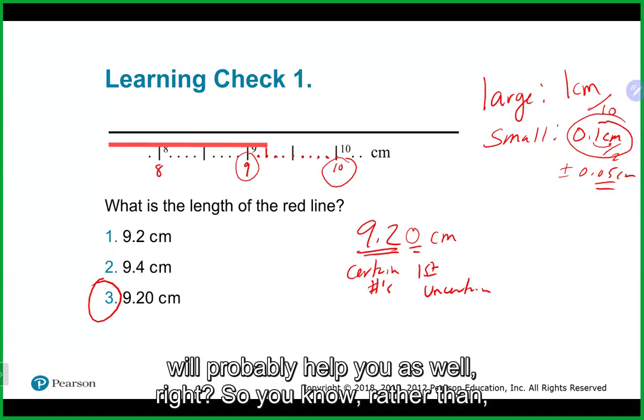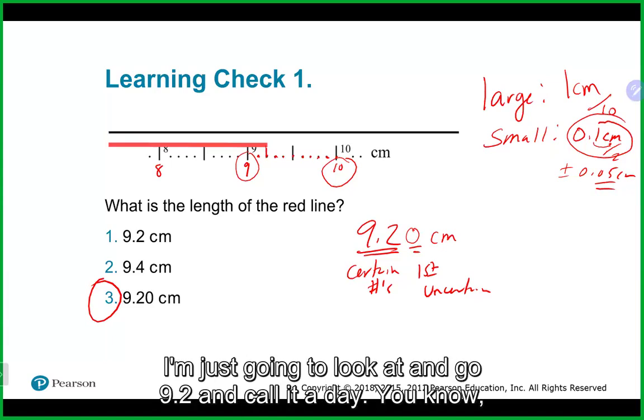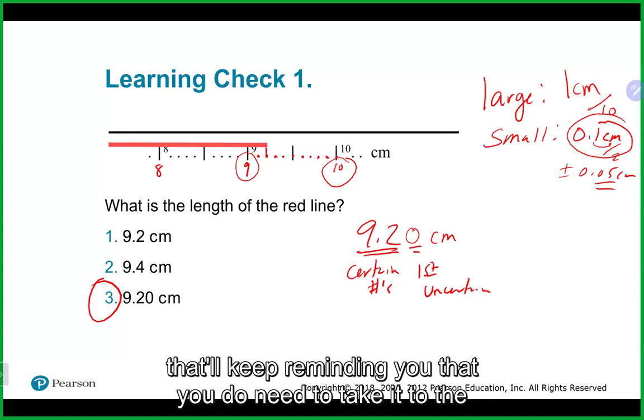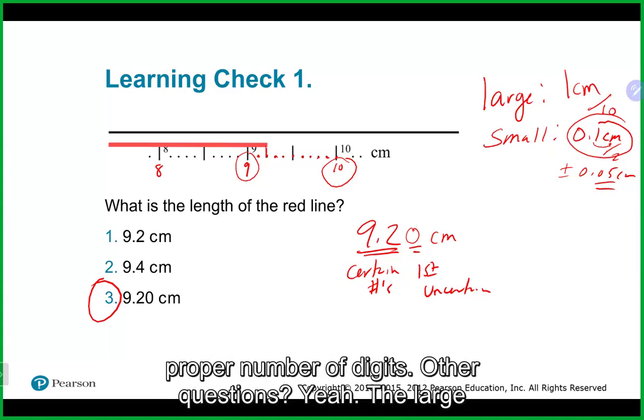So, rather than just looking at it and going 9.2 and calling it a day, that'll keep reminding you that you do need to take it to the proper number of digits.